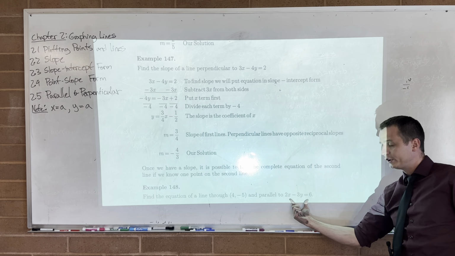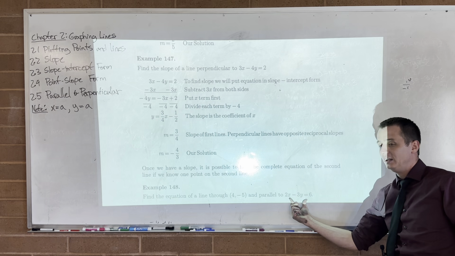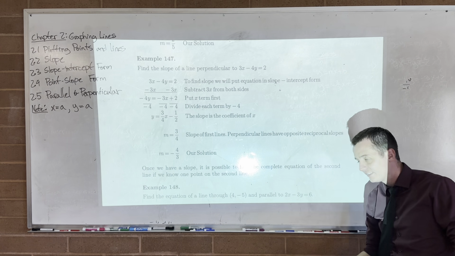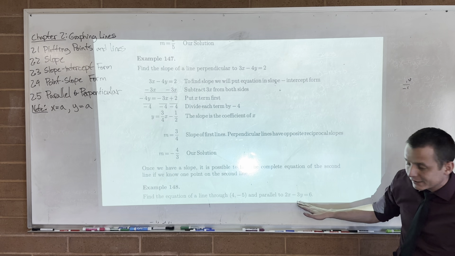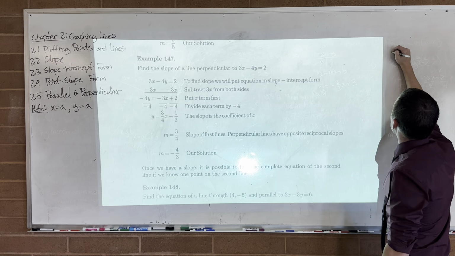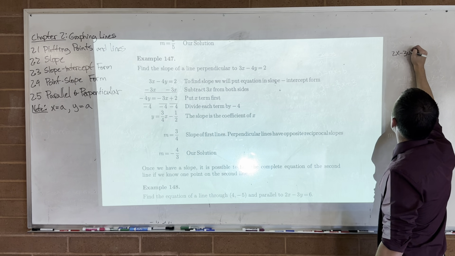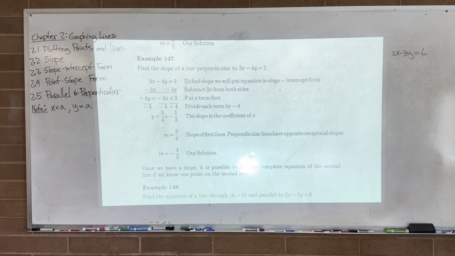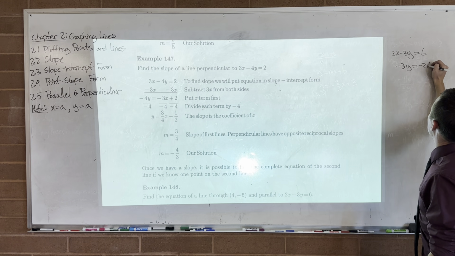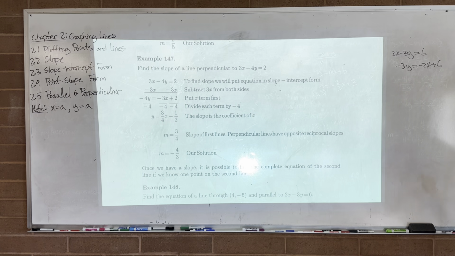So first, let's look at this line to figure out what our slope is going to be, and then we'll go back and figure out the equation of the line that goes through this point and has that slope. So we're using this to figure out our slope. So I have 2x minus 3y equals 6. What do we do first? Subtract 2x from both sides. We get negative 3y is equal to negative 2x plus 6. Good. Now what?